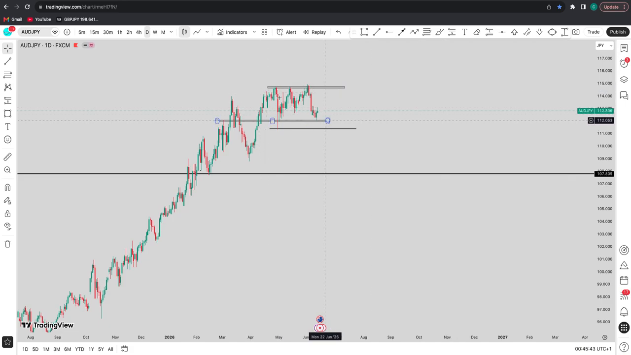This is not the cleanest of market structure, but I'm still very bullish here.